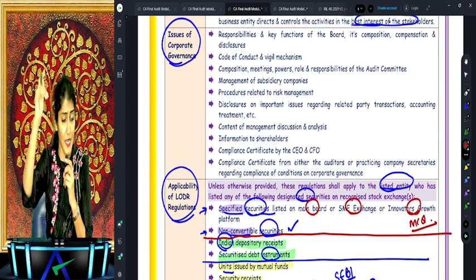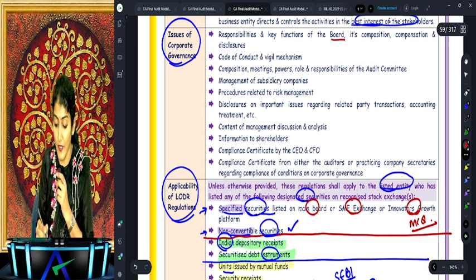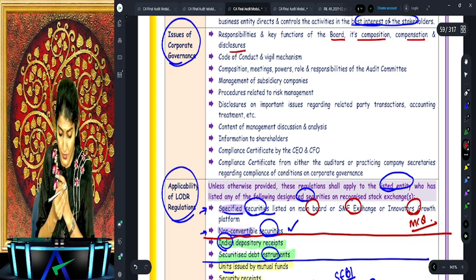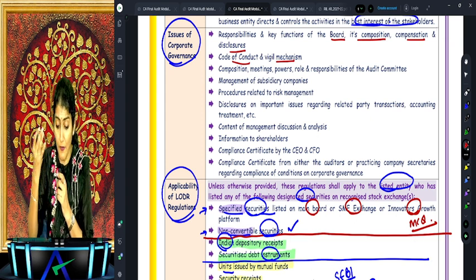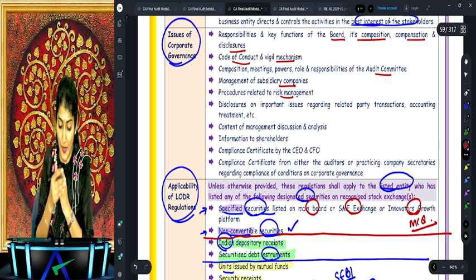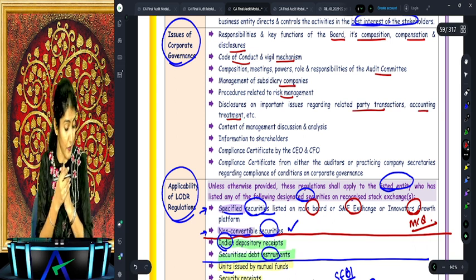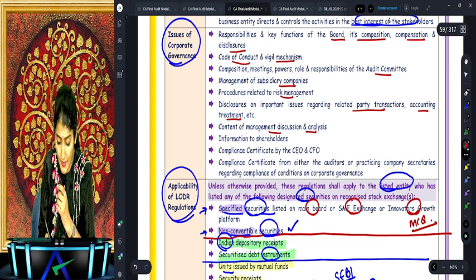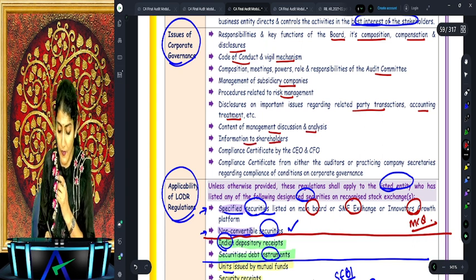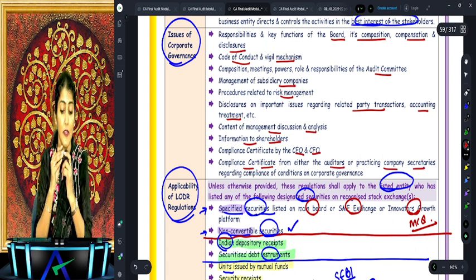Yes, beginning of the chapter, page 1 of the chapter: responsibilities and key functions of the board, its composition, compensation and disclosure, code of conduct and the vigil mechanism, composition, meeting, power, roles and responsibilities of the audit committee, management of the subsidiary company, procedures relating to risk management, disclosures of the related party transactions and the differential accounting treatment, then the contents of the MD&A, information to the shareholders, CEO, CFO certification and compliance certificate from the auditors or the company secretaries in practice.